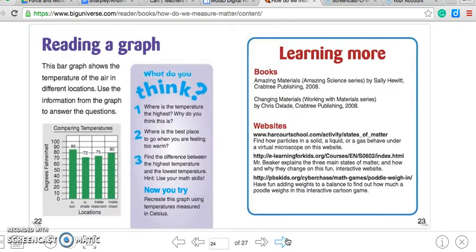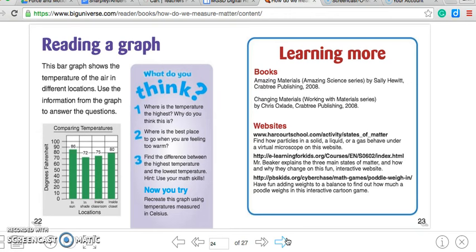Reading a graph. The bar graph shows the temperature of the air in different locations. Use the information from the graph to answer the questions. What do you think? Number 1. Where is the temperature the highest? Why do you think this is?